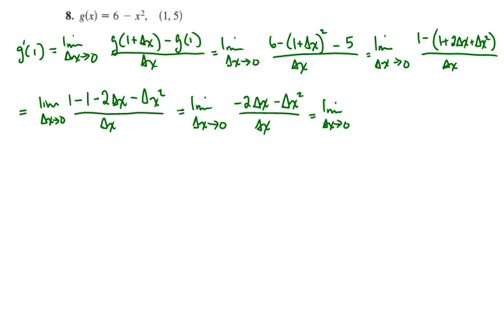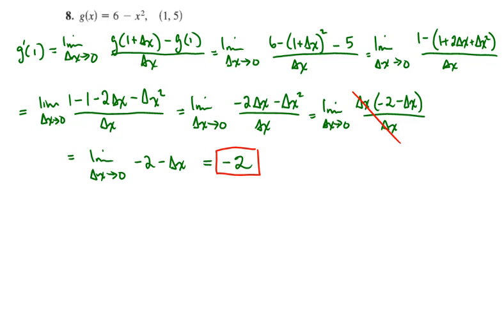We factor out a delta x. So we have limit as delta x approaches 0, then delta x times parentheses negative 2 minus delta x, and all over delta x again. The delta x's cancel, and we have the limit as delta x approaches 0 of negative 2 minus delta x. When we plug in delta x equals 0 now, we're simply going to end up with negative 2. And that is the slope of the tangent to the curve at that point.